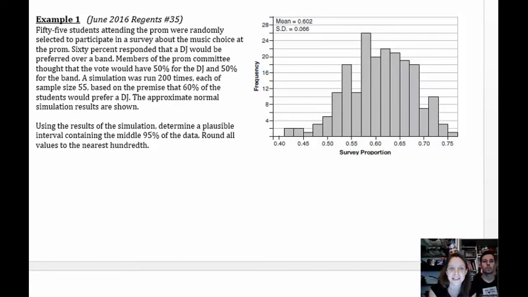Example 1. 55 students attending the prom were randomly selected to participate in a survey about the music choice at the prom. 60% respond that a DJ would be preferred over a band. Members of the prom committee thought the vote would have 50% for the DJ and 50% for the band. A simulation was run 200 times, each of sample size 55, based on the premise that 60% of the students would prefer a DJ. The approximate normal simulation results are shown. Using the results of the simulation, determine a plausible interval containing the middle 95% of the data, rounding all values to the nearest hundredth.